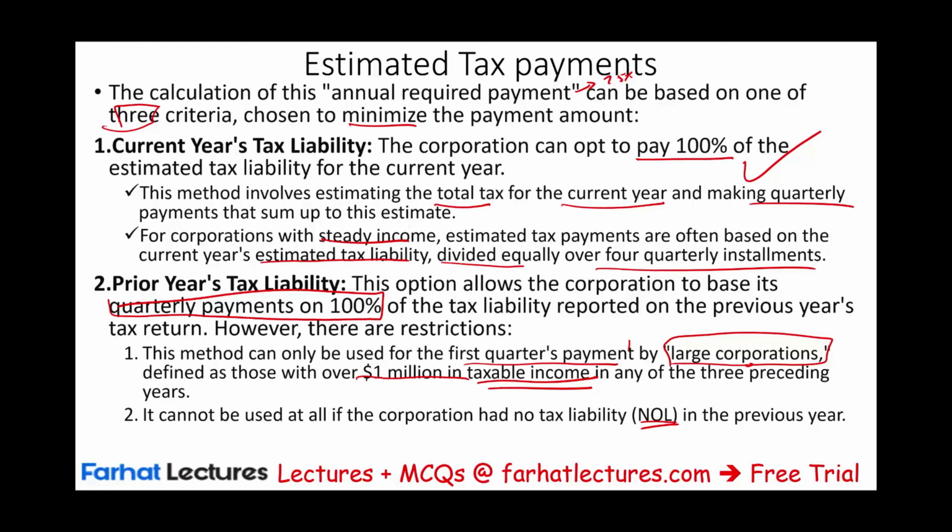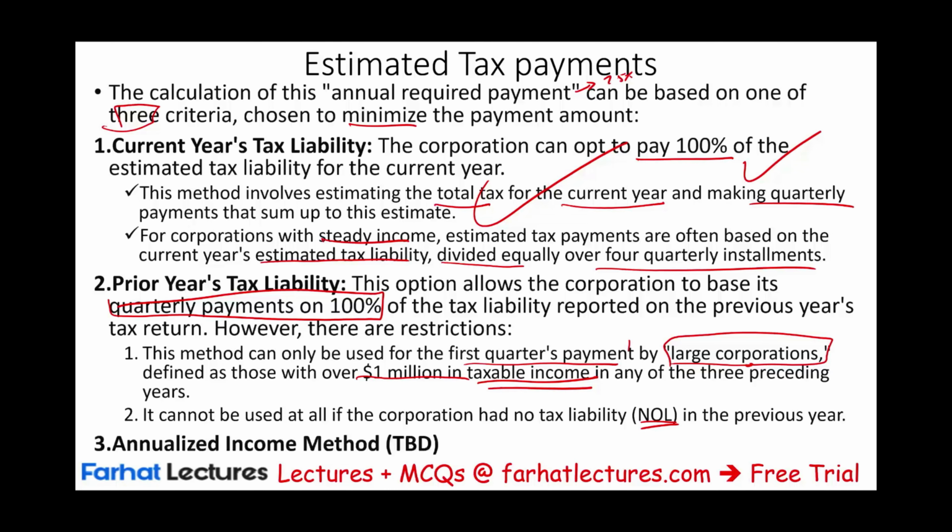Now, those are the 2 methods. Current year tax liability, you can estimate, you're good to go. Prior year tax liability, you can use always for the first quarter, regardless of how big you are. But once you are large enough, you cannot use it other than the first quarter if you are a large company with over $1 million in taxable income. What is the third method?